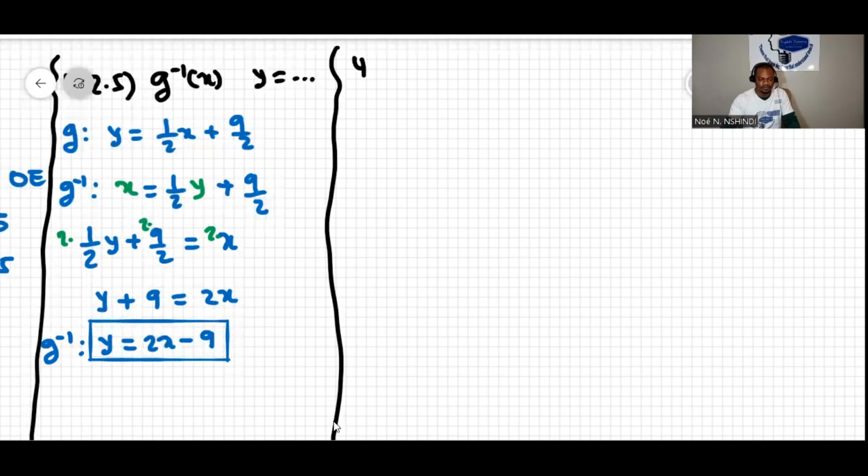Question 4.2.6. So we say that h of x equals g minus 1 of x plus k. They said h of x is a tangent to f. So we need to determine the coordinates of the point of contact between f and h. All right, what can we do then?